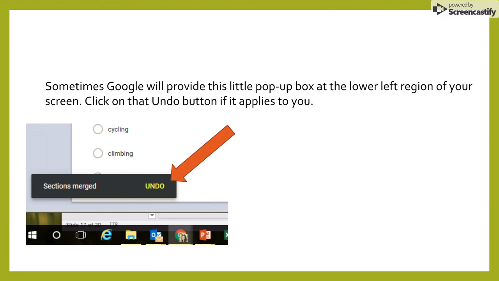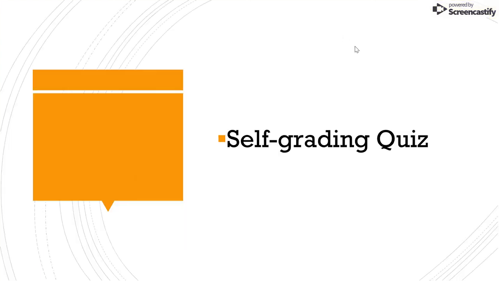Now, if you make any changes to the sections, you are more than welcome to undo that. So if you merge or break apart sections and you have decided, oh no, I didn't mean to do that, the undo button will typically appear over here, and you can undo that if you choose.